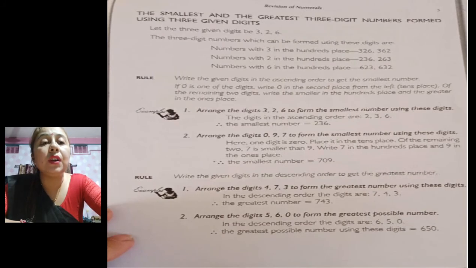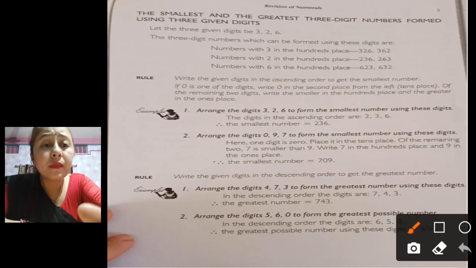Next, you will also learn about the smallest and the greatest 3-digit number. I have already told you what a 3-digit number is. Yes, ones, tens and hundreds. You will learn till the hundreds position. These all are place values of the number, and here you will learn to arrange the digits.